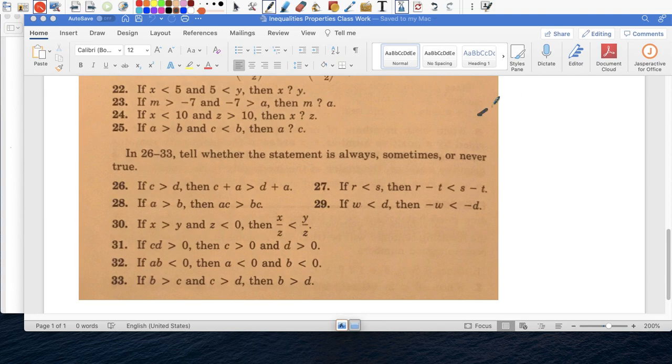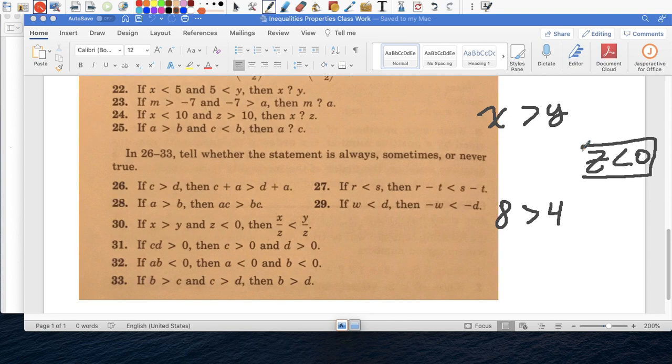30. If x is greater than y and z is less than 0, what happens when you divide both sides by z? Well, let's think numerically. Let me pick two easy numbers. 8 is greater than 4. Now z, this says that z is less than 0. So let's pick a number less than 0, because it says here, divide both sides by z.